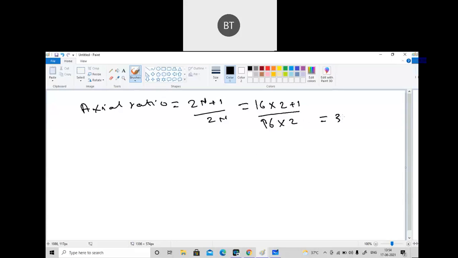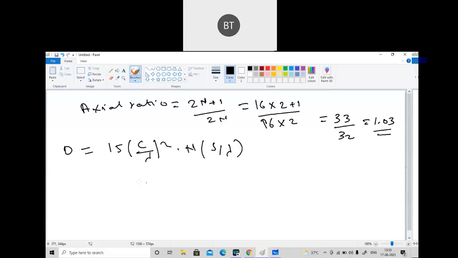So what will we get? 33 by 32, which will be equal to 1.03. This is the axial ratio. Now directivity will be equal to 15 into C by lambda whole square into N into S by lambda. So we get 15 into 1 into 16 into 1 by 4, which you can calculate as 60.